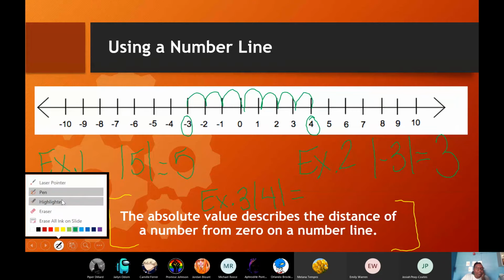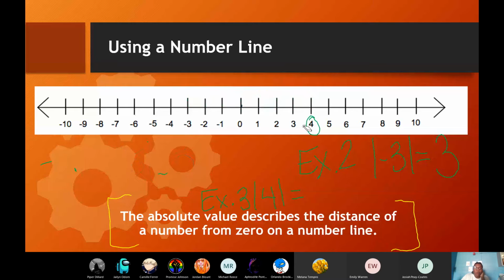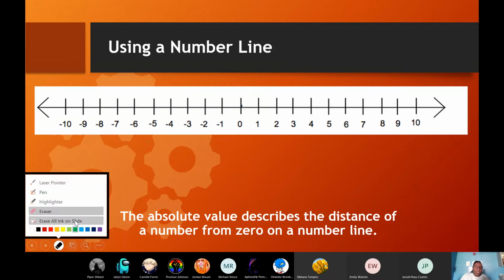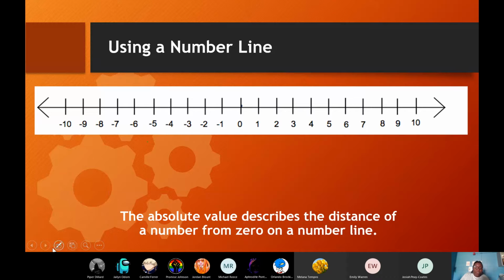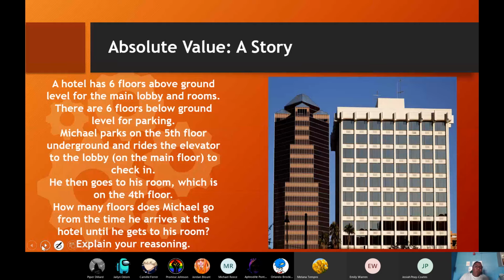So now let's make this a little bit tougher as we apply this knowledge. Now let's look at an absolute value story. Miss Neville's going to model to you how to work through an absolute value story, okay? And then for your independent work today, you're going to be writing your own absolute value story. So it's going to be extremely important for you to pay attention to everything that Miss Neville's doing and ask any questions you have about anything you don't understand.